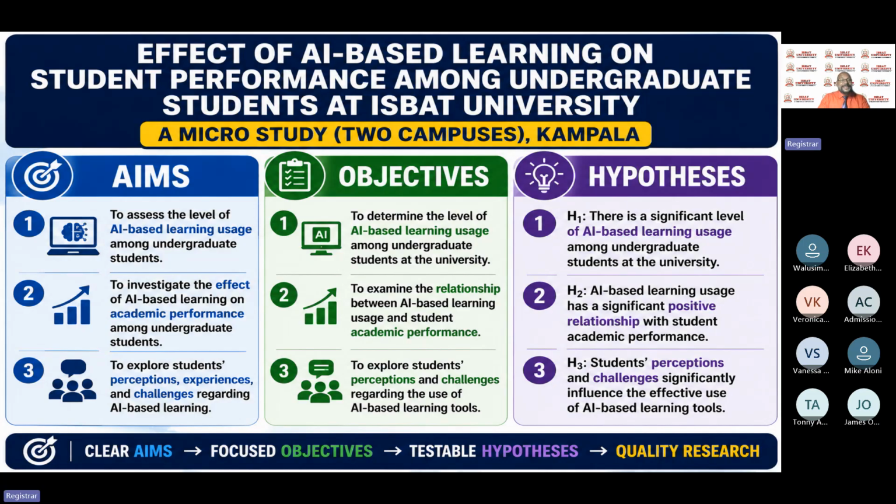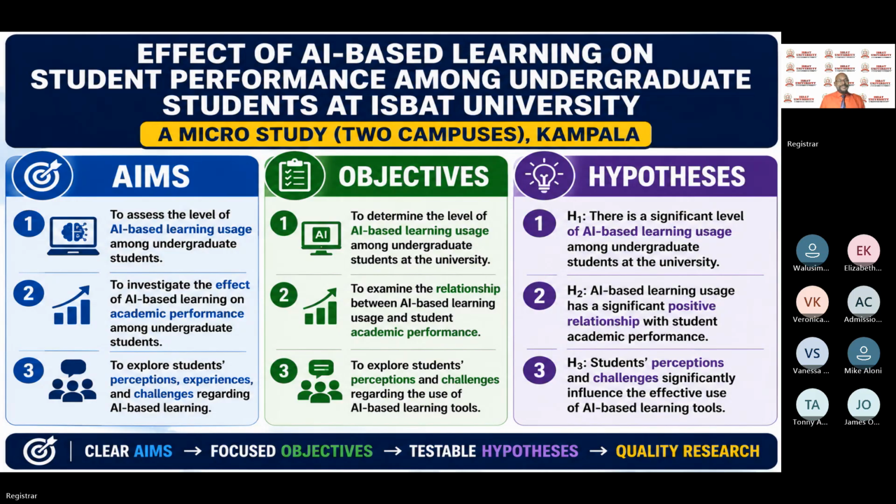Now, my second aim: whether this AI-based learning is affecting the academic performance of my students. So I'm investigating the effect of AI-based learning on academic performance. This will lead to the objective to examine the relationship between AI-based learning usage among the students and their academic performance. That is the corresponding objective. So I set a hypothesis: AI-based learning usage has a significant positive impact, or positive relationship, with students' academic performance.